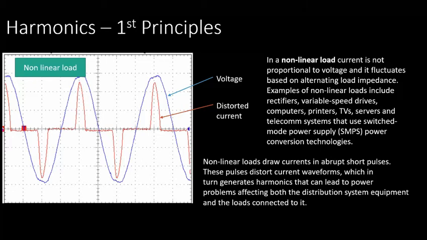And these pulses distort the current waveforms, which in turn then generates harmonics, which can then lead to power problems affecting both the distribution system equipment and the loads connected to it. So the blue curve is the voltage waveform, and if the load is a nonlinear load, then the distorted current looks like what is shown in red. And the majority of the harmonics, or most of the harmonics in practice, in the practical field that we see, is because of nonlinear loads. And that's why I wanted to start off by showing the fundamental difference between what a linear load and a nonlinear load is.